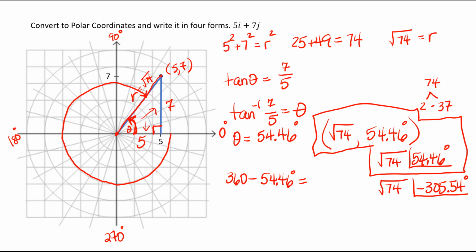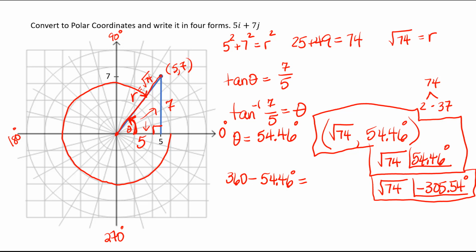So that's another way to explain how to get to this point. You go clockwise 305.54 degrees, and then you go out from the origin, square root of 74. So that's the second way that we could explain how to get to this point.